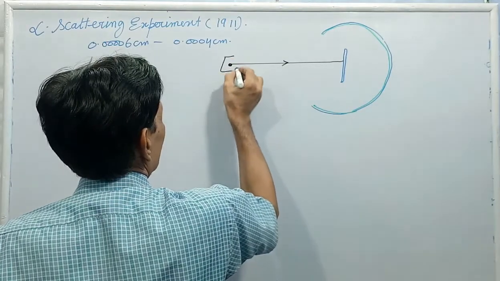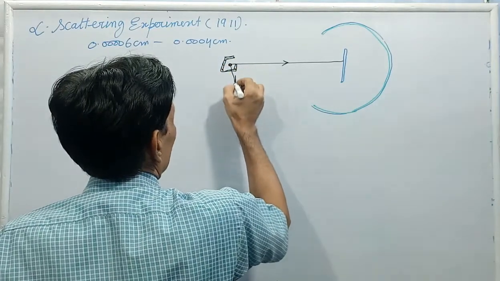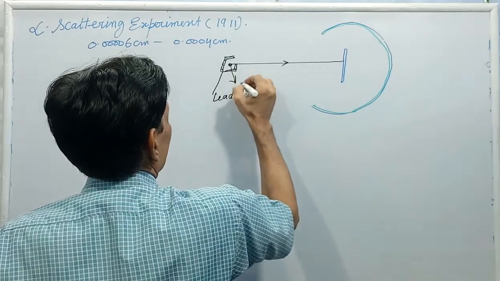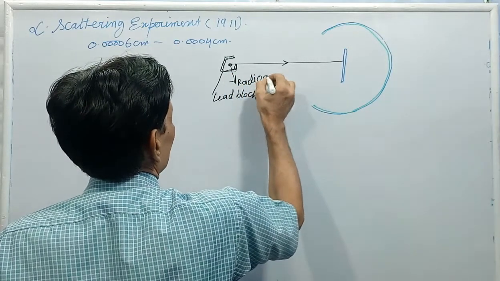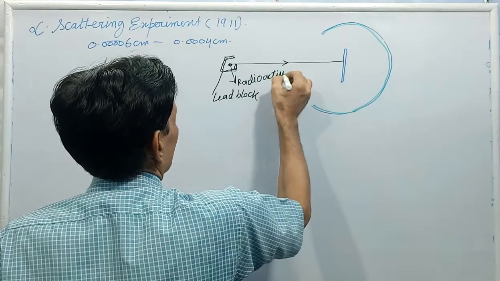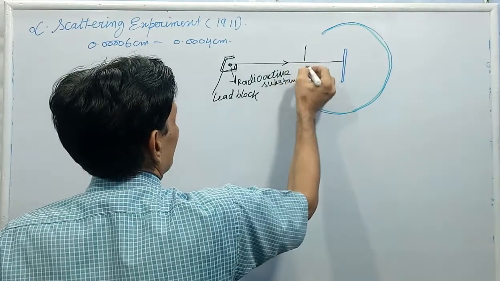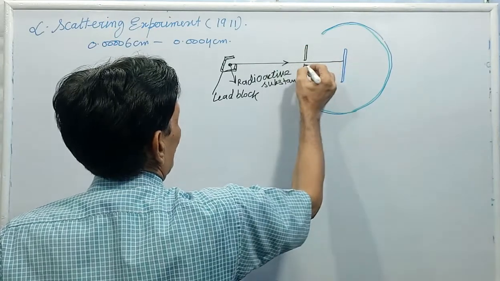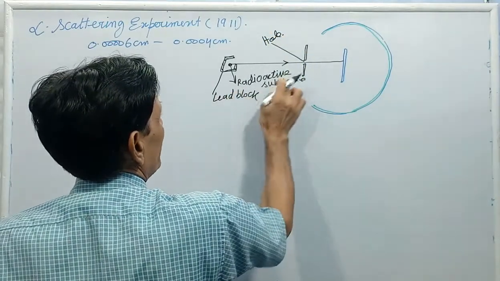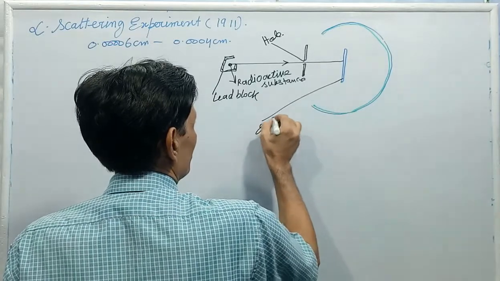Here is a radioactive substance enclosed in a lead block, and there is a lead plate with a hole. This is a hole in the lead plate, and this is a gold foil.